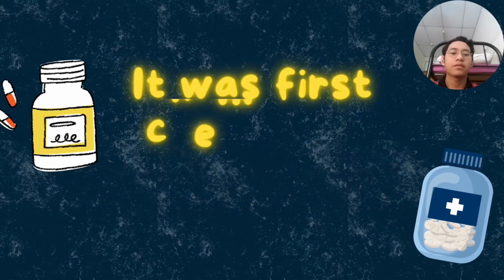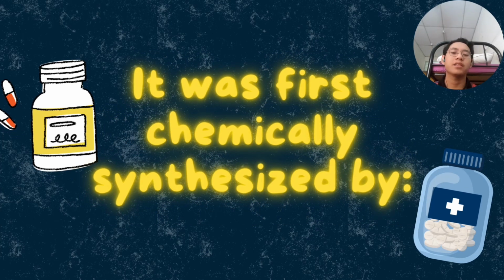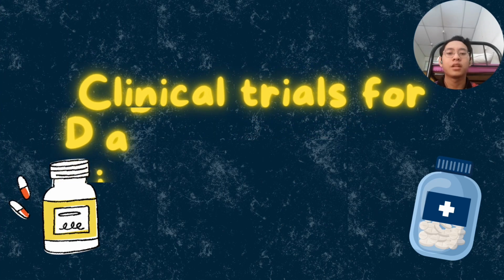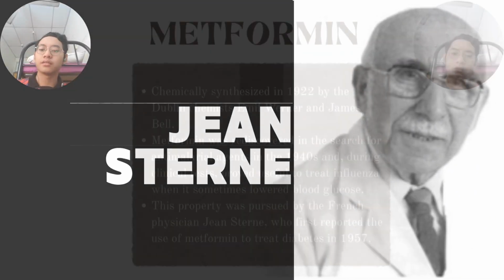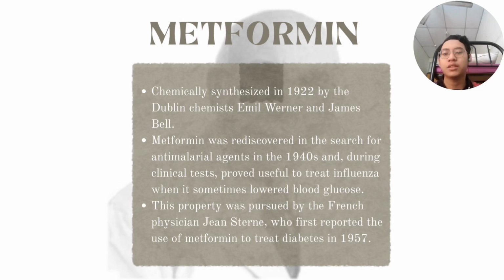So, actually, it was first chemically synthesized by both Emil Werner and James Bell in 1922. And then clinical trials of metformin for diabetes were done in the 1950s by this fine gentleman over here, called Jean Sterne. So, to summarize, it was first chemically synthesized in 1922 by the Dublin chemists Emil Werner and James Bell. Then it was rediscovered in the search for anti-malarial agents in the 1940s.